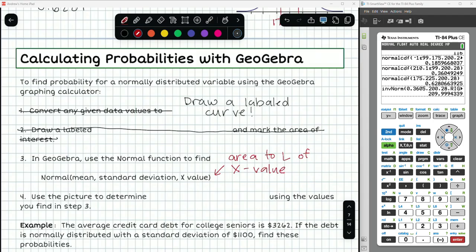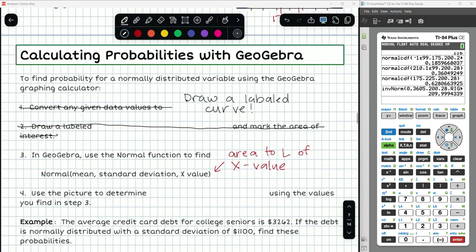So for this one, we are going to have to use that 1 minus trick. We are going to have to go back and use the picture to determine the area or probability of interest, if we want a right tail or a middle area.